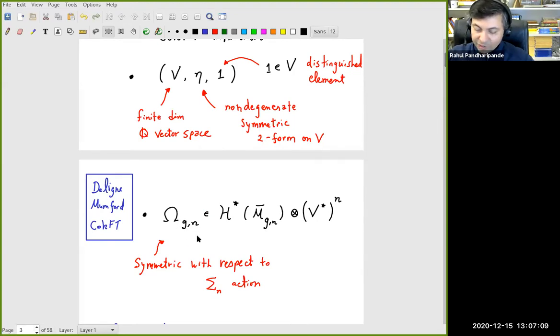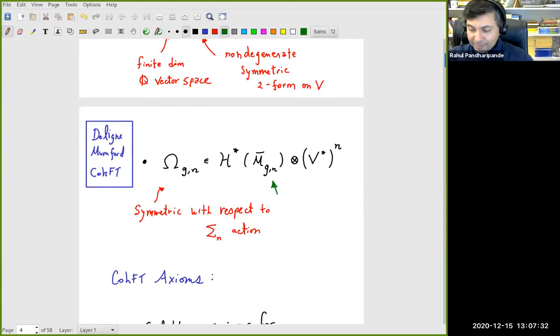It has 2 indices, G and N, which tell you which moduli space we're talking about. So we have to do this for every G and N. The data is for every G and N. And then this is just a rule that says that if you give me some elements of the vector space, I can get you cohomology classes. That's what this thing is. So you can write it as a Hom or anyway. That's the Deligne-Mumford CohFT. And there are some axioms, and they can be said in various ways.